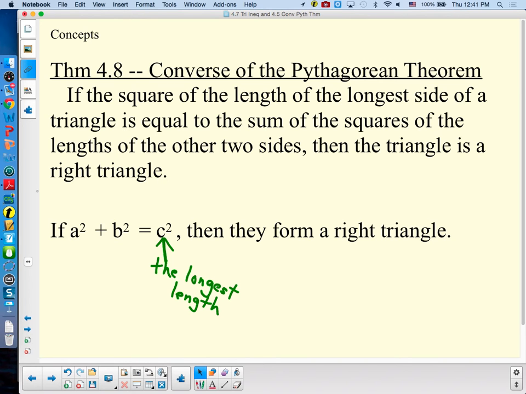Let's go with 6, 8, and 10. Will that make a right triangle? Well, it makes a triangle. We don't know which kind. Now, how did you decide that it makes a triangle? 6 plus 8 is greater than 10. Okay, 6 plus 8 is greater than 10, so yes, it makes a triangle. But that doesn't tell me what kind.